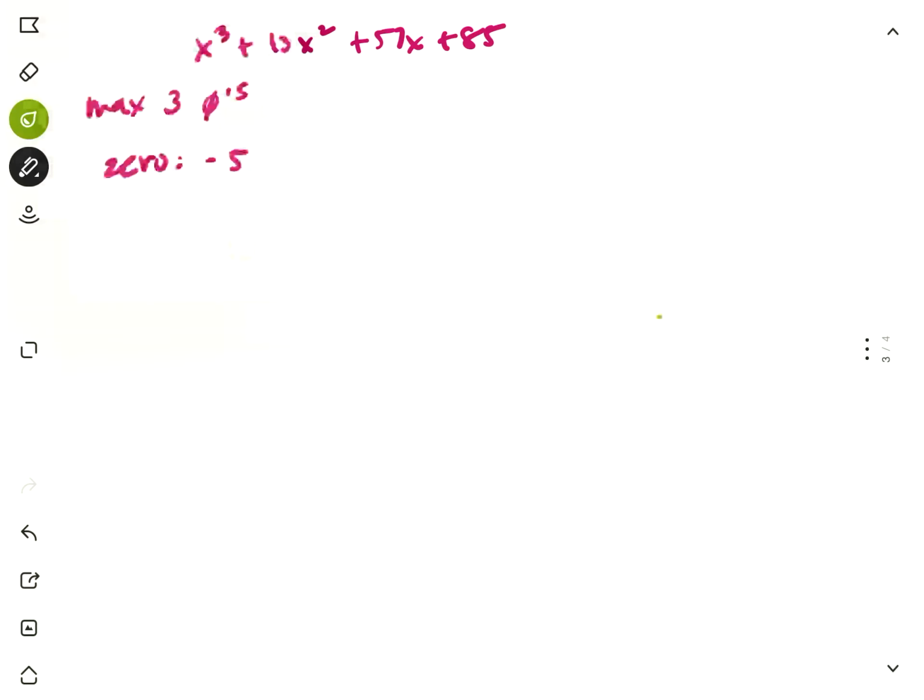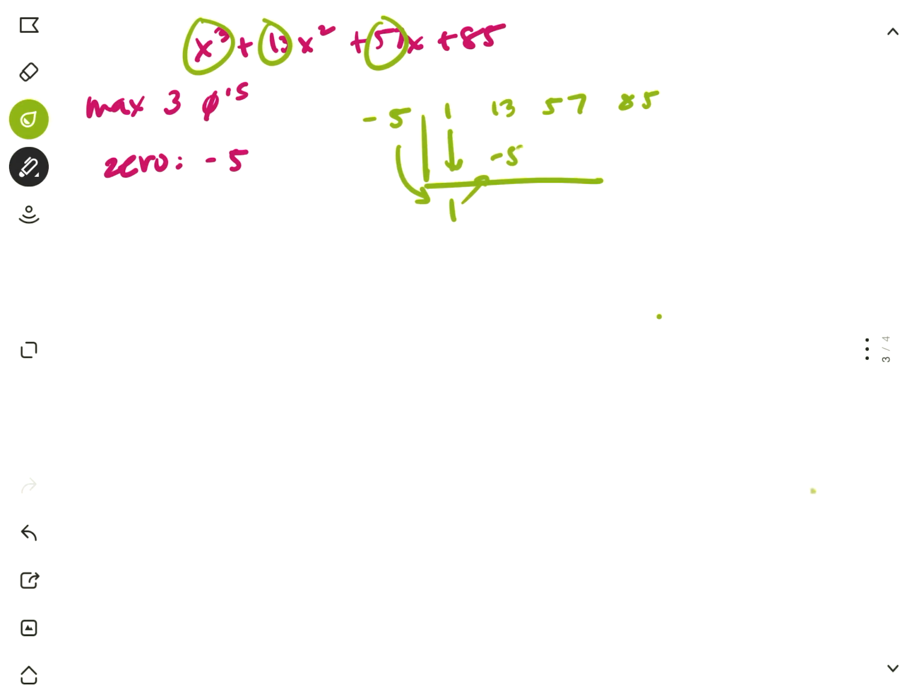All right. Let's do this synthetic division. For synthetic division, we put -5 outside because that's definitely one of our zeros. We found it on the graph. Then we put our coefficients: 1 for our x cubed, 13 for our x squared, 57 for our x, and 85 for our constant. Drop down our 1. We're always multiplying our front number with the things that come to the bottom. So -5 times 1 is -5. We're adding, so 13 plus -5 is going to be 8.